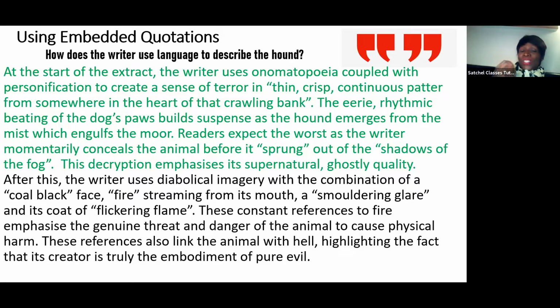After this, the writer uses diabolical imagery. So devilish imagery, devilish language and description, with a combination of coal black face, fire streaming from its mouth, a smouldering glare, and a coat of flickering flames. These constant references to fire emphasize the genuine threat and danger of the animal to cause physical harm. And these references also link the animal with hell, highlighting the fact that its creator is truly the embodiment of pure evil.